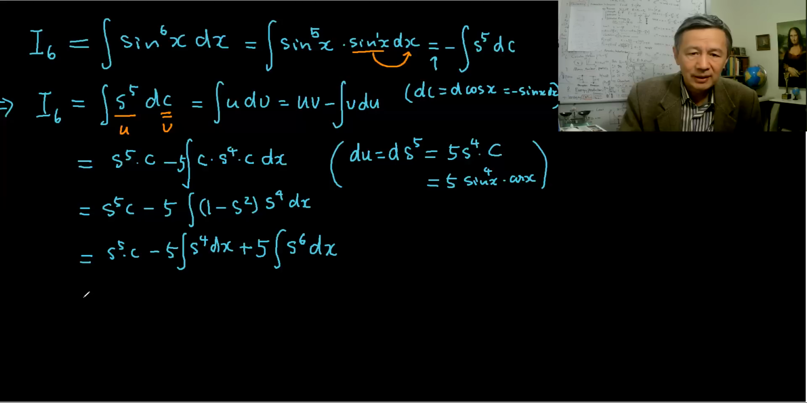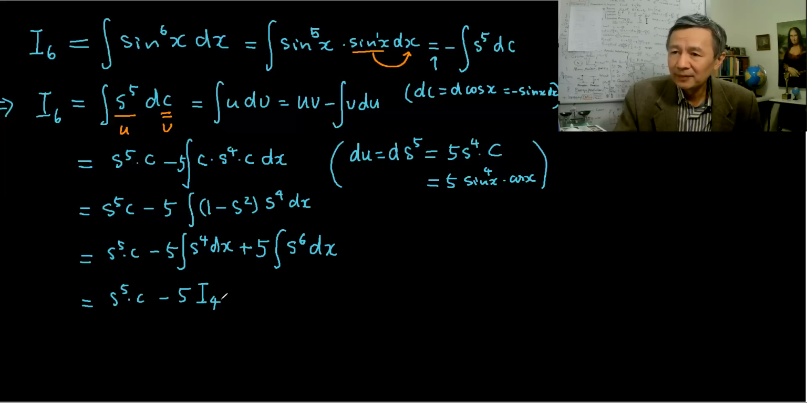So we can just rewrite the formula. Basically we have s^5 c, we just copy it again, minus 5 times, now can we write this in our notation? That would be our I4. Don't get so excited because we know I4. I know it. Wait a moment. Control yourself. And then we have that 5. Don't forget about the factors. 5 times the integral we're looking for.